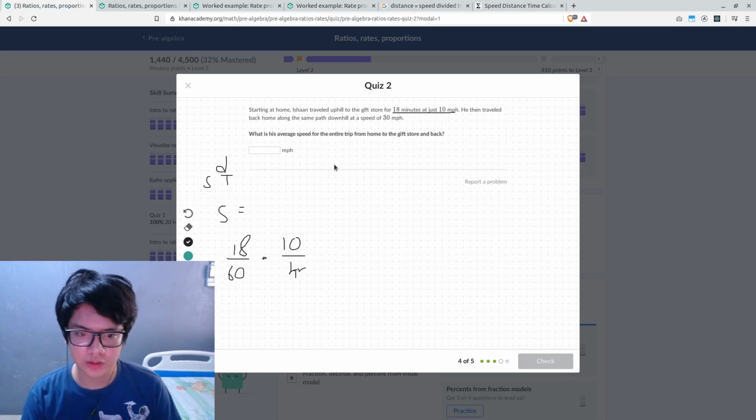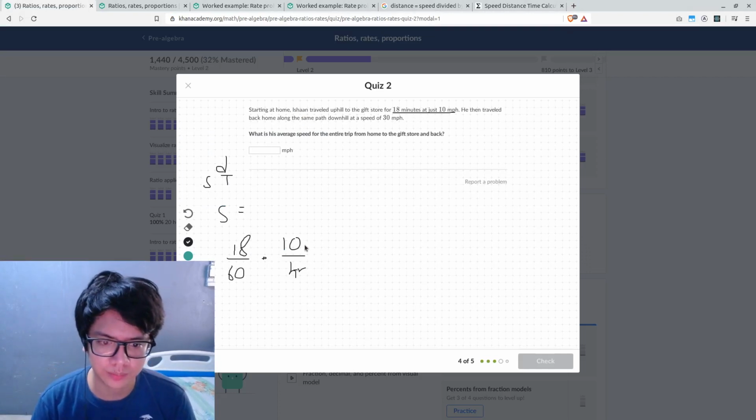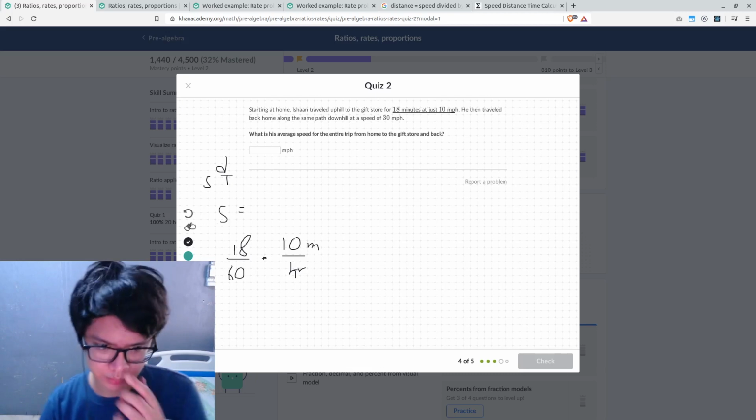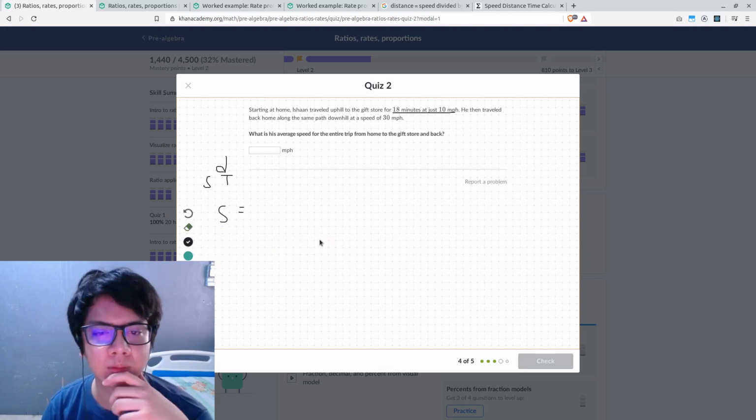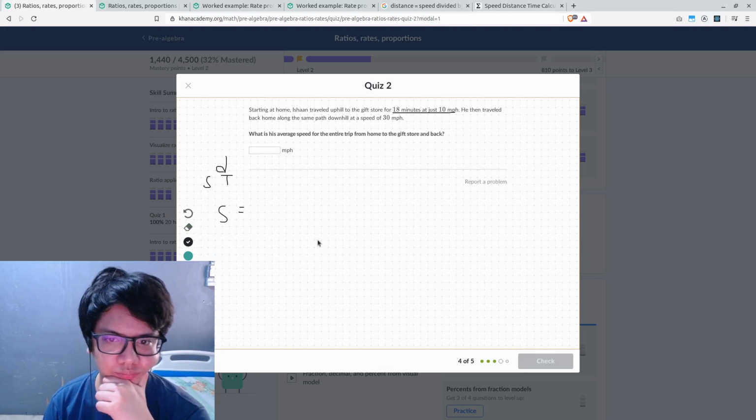Point 3 hours. Yo, this is incorrect. It's supposed to be like 60 over and then 18 here. Minutes. No, not really. Wow, I'm so confused. Now let's convert that first.